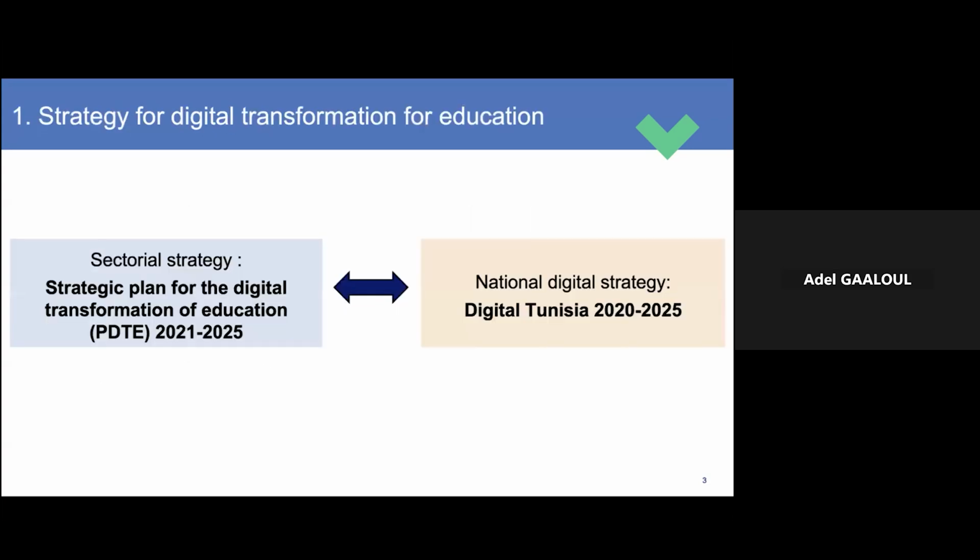Next, please. Okay, there is a strategy, a dedicated strategy for digital transformation in education, well made, and what is called PDTE. The strategy was also aligned with the education strategy, but the second thing is that there is also, as in other countries, a national digital strategy. What is good in this, what is best practice in this, is that both strategies are well aligned.